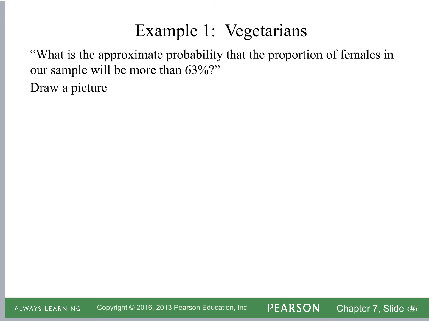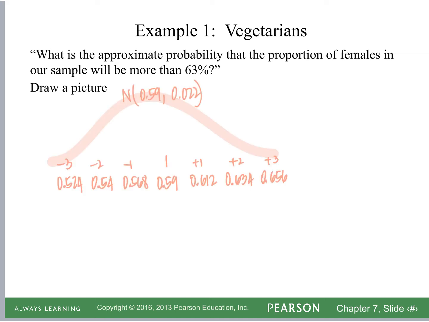Okay, so now that we know it's a normal distribution, let's actually answer the question, because we still didn't even answer the question yet. All we really did was know that the distribution is normal by going through the CLT conditions. So what is the approximate probability that the proportion of females in our sample will be more than 63%? So let's go ahead and draw the picture. Okay, so I'm going to make my drawing based on a normal distribution, p at 0.59, standard error at 0.022.